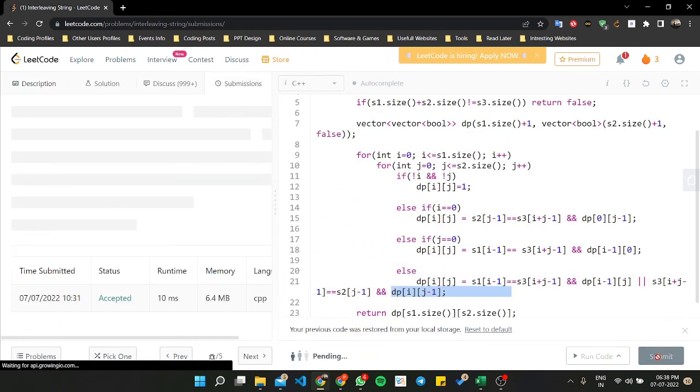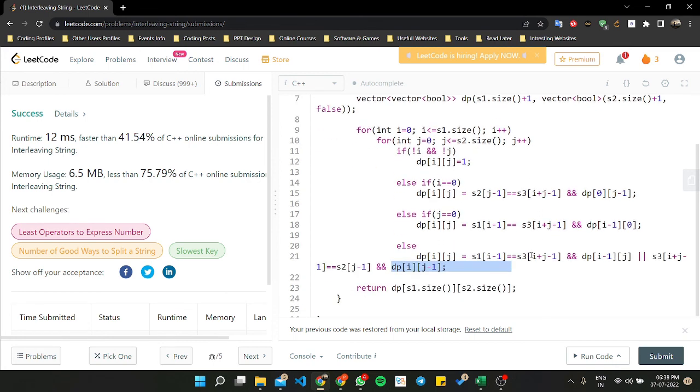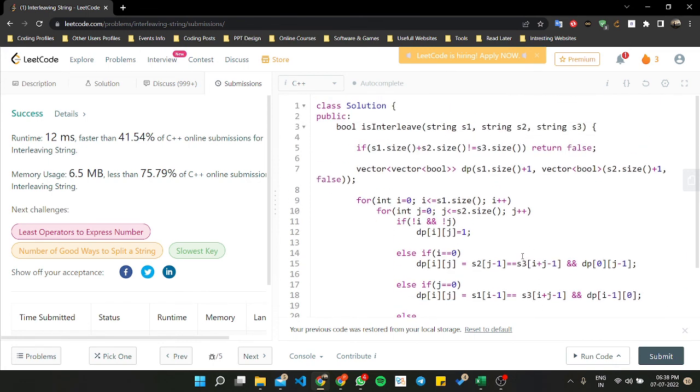So let's submit this question. Submit the solution. Okay, it is passed. The time complexity is order of n square and the space complexity is also order of n square.